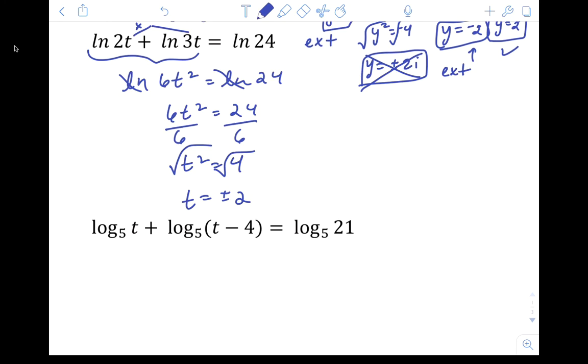If I check t is 2, here's my check. The natural log of 2 times 2 is 4. The natural log of 3 times 2 is 6. And that is supposed to be the natural log of 24. When you condense these with multiplication, 4 times 6 is 24. So positive 2 works just fine.